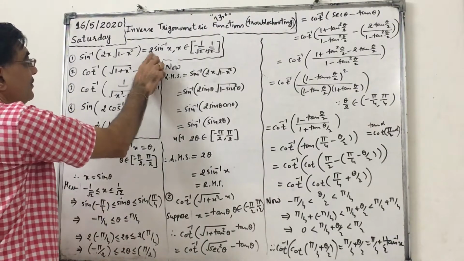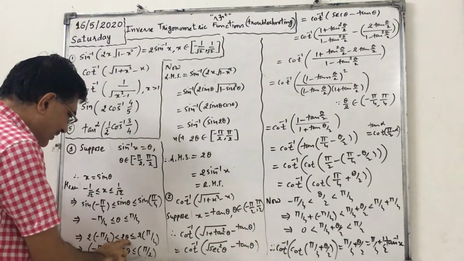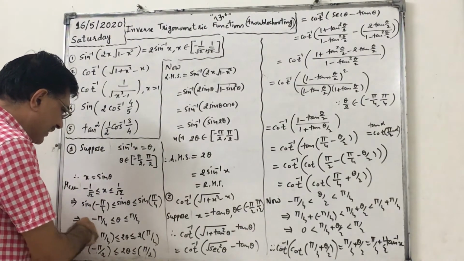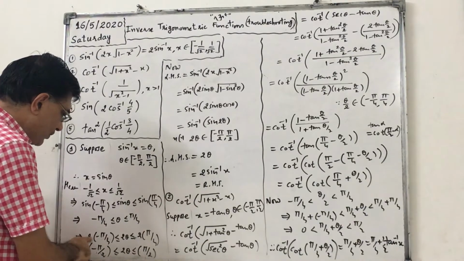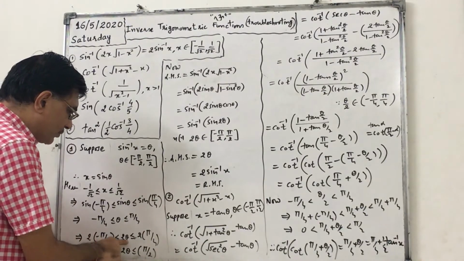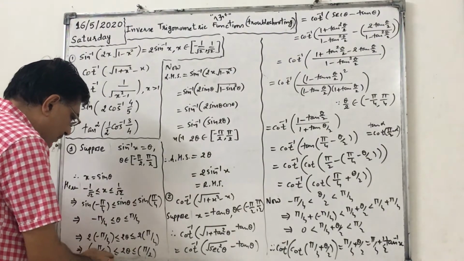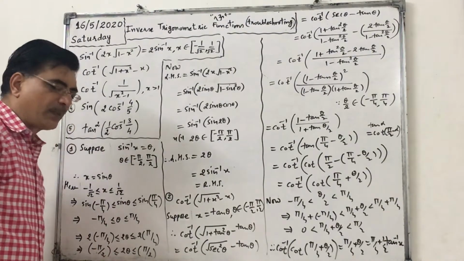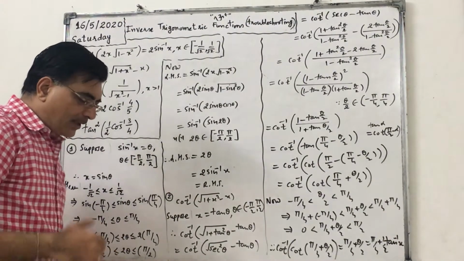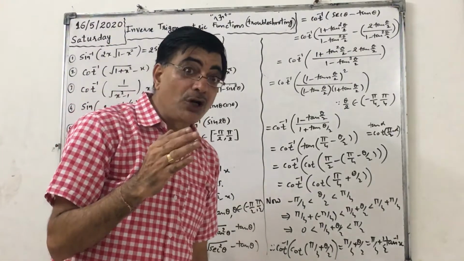Why? See, 2 theta. So I'm multiplying all the terms by 2. So 2 into minus pi by 4 less than or equal to 2 theta less than or equal to 2 into pi by 4. That is minus pi by 2 less than or equal to 2 theta less than or equal to pi by 2. Thus 2 theta is also in the range of sine inverse.